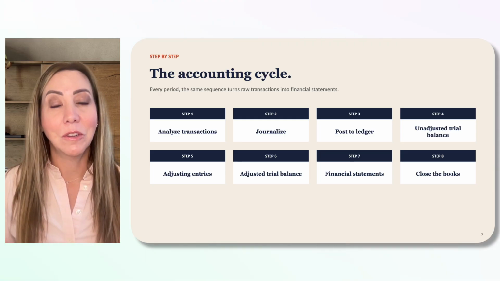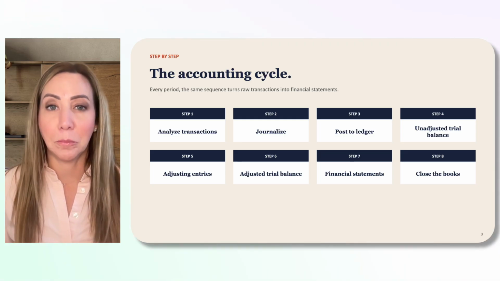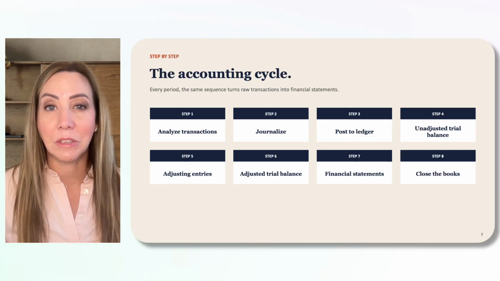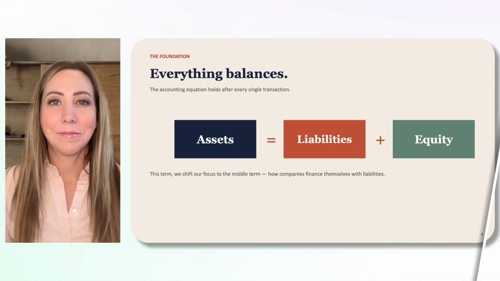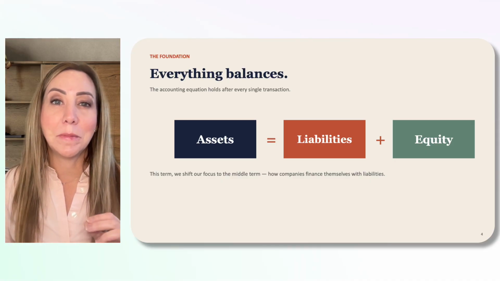Notice that this is a cycle. We do it again and again and again, period after period. The mechanics become second nature, which is exactly what we want, because it frees up your mind to focus on the harder judgment calls. Underneath all of this is one relationship that never breaks.